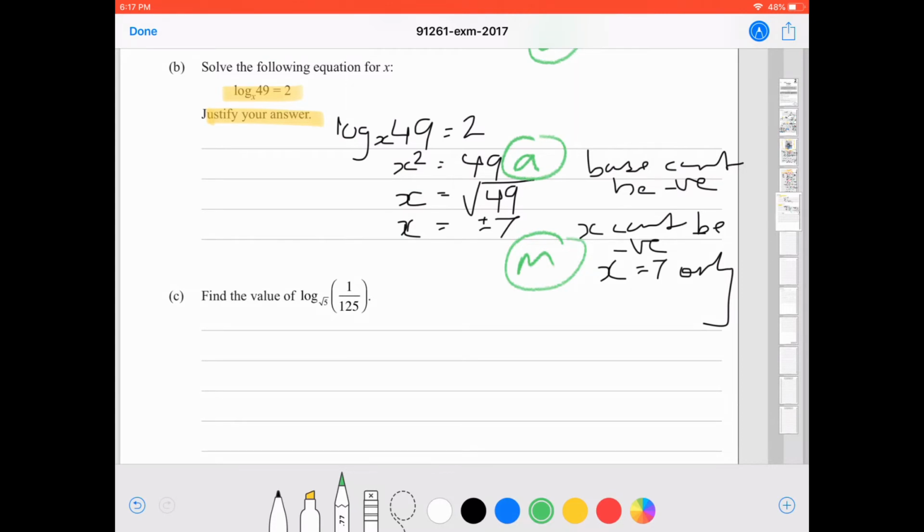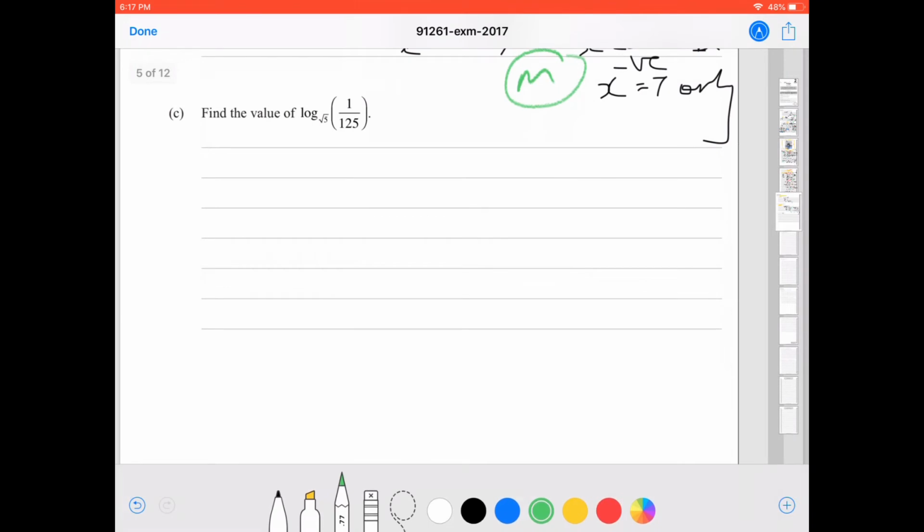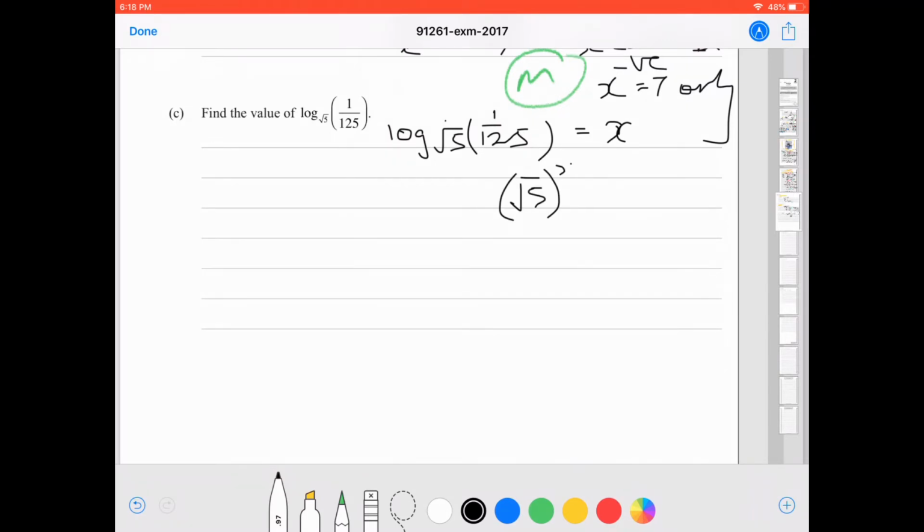Okay. Question 2c now. It says find the value of log base root 5 of 1 over 125. So what we can actually say is that this equals x, and here it becomes a little bit easier. We use our log rules again, and so we're going to say root 5 to the power of x equals 1 over 125.